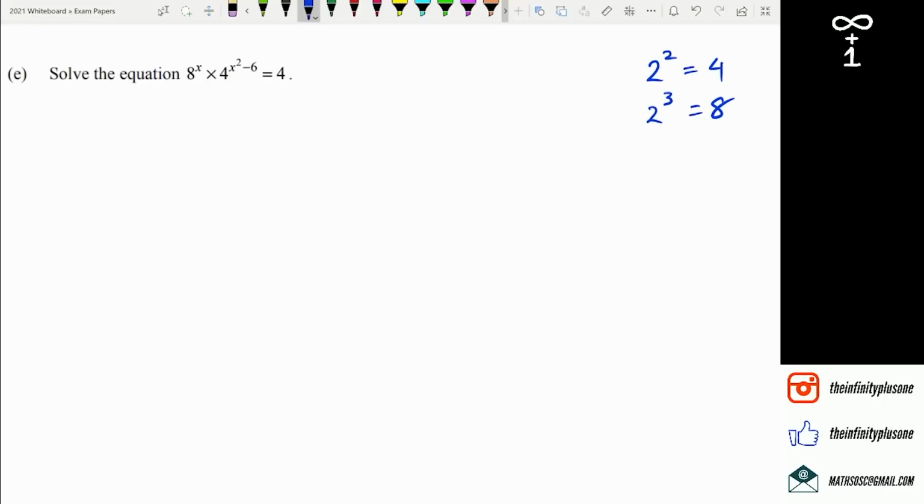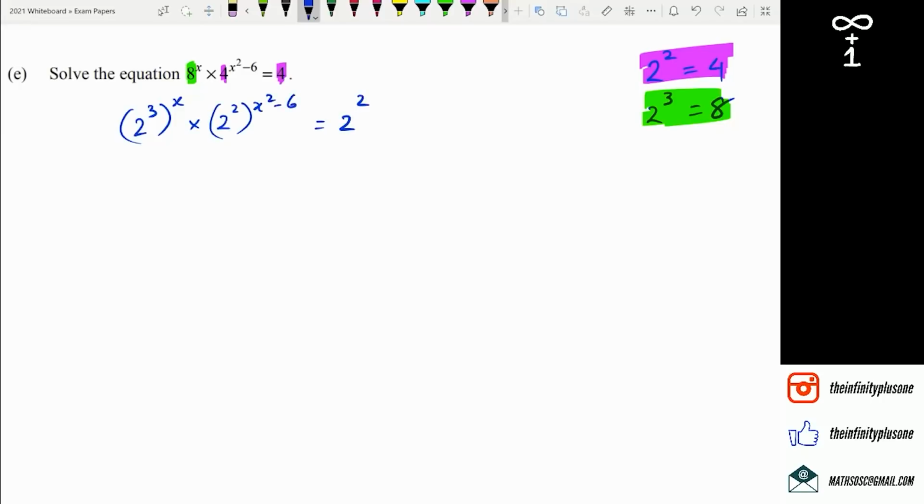So that's pretty much what we're going to kick off with, because all we're going to do is replace the 8 with 2 cubed, and replace the 4 with 2 squared. So when we do that, we're going to get 2 to the power of 3 to the power of x multiplied by 2 to the power of 2, x squared minus 6 equals 2 to the power of 2. All right, this is basically your starting point.